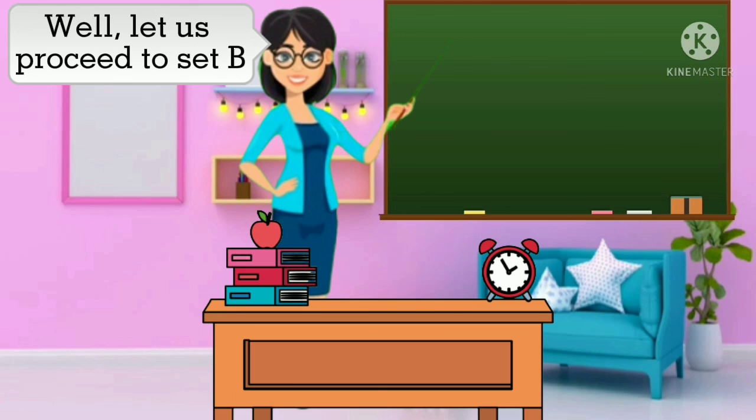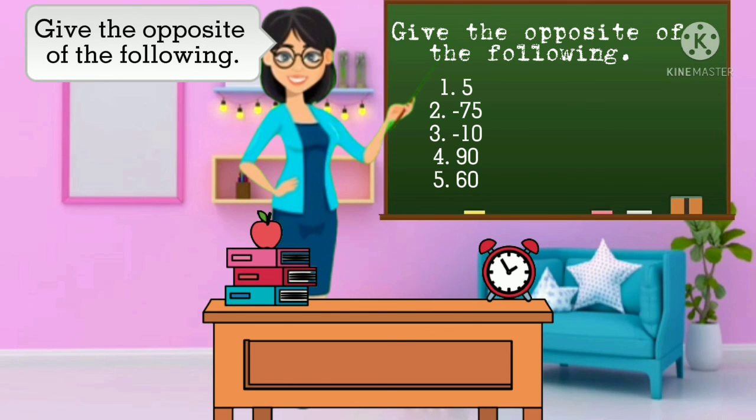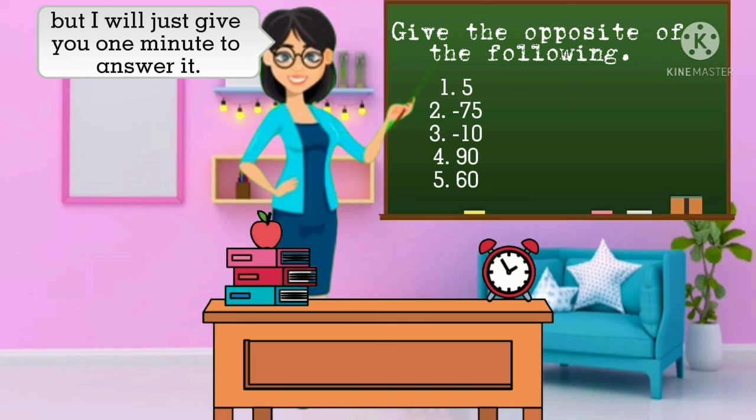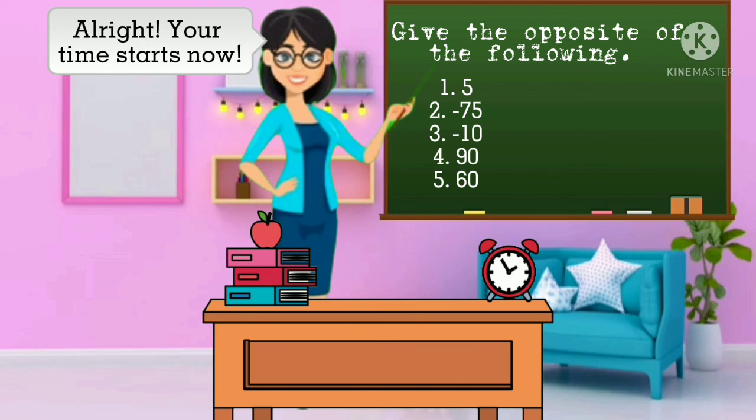Let us proceed to set B. Give the opposite of the following. We have here again 5 items, but I will just give you 1 minute to answer it. Alright, your time starts now.